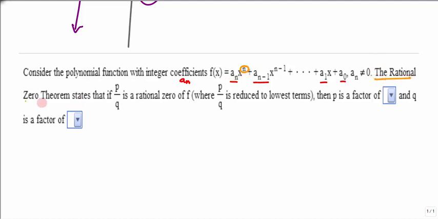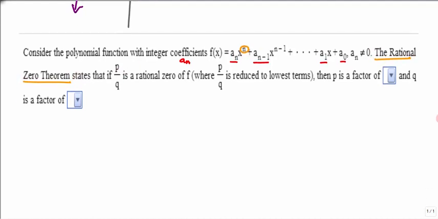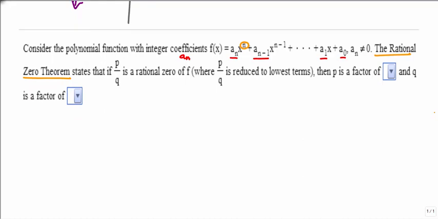Now it says the rational zero theorem. Okay, so the rational zero theorem is basically giving me a starting point to try and find solutions. And they're basically saying that the rational zero theorem states that if p over q is a rational zero, where p over q is reduced to lowest terms, then p is a factor of a naught, and then q is a factor of a sub n. Now I'll explain what this means in just a minute.